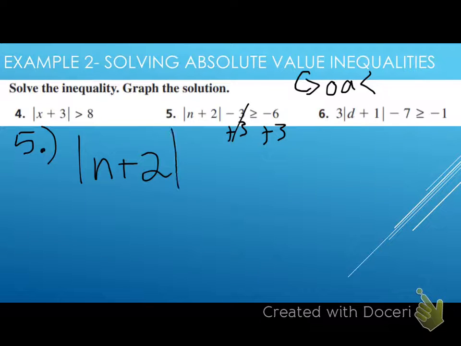So I get the absolute value of n plus 2. Negative 6 plus 3 is? Negative 3. Does my inequality symbol flip or stay? Stays the same.